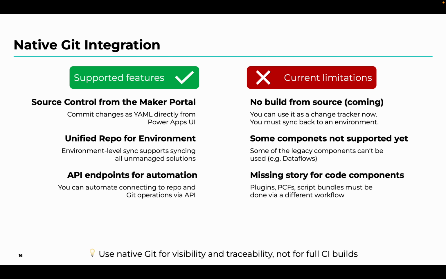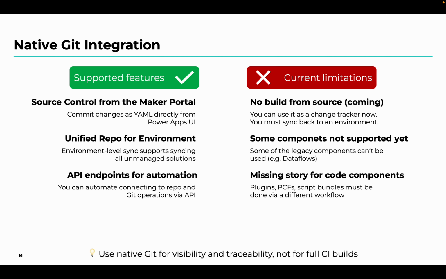So a quick overview. We can now do it directly from the browser. We can have one repo tracking all unmanaged changes done by us. We even have API endpoints to automate hooking up environments to a Git repo and performing the pull and commit operations. But we don't yet have a way to build a functioning solution which we can import to other environments from the source. So now we need to hook it to another environment, pull the changes there, and then export the solution as managed, and then import it to other environments. That's how most people have been doing that anyway, still till now.